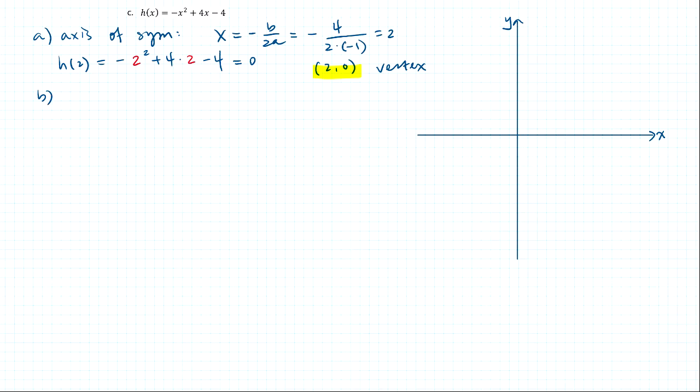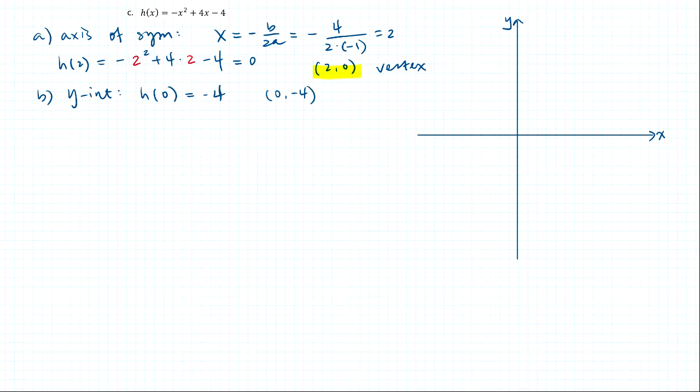And then for part B, we want to find the y-intercept and its mirror image. For the y-intercept, we are looking for h of 0, because on the y-axis the x value is 0. And h of 0 equals negative 4. If we do the calculation, it should only leave us with a constant term. And that tells me (0, negative 4) is going to be the y-intercept.